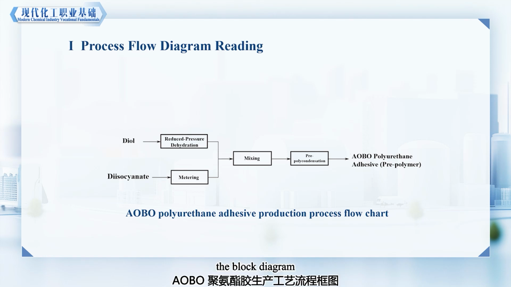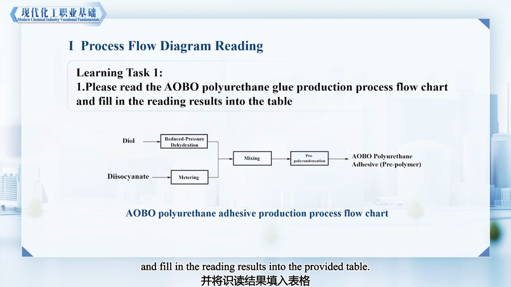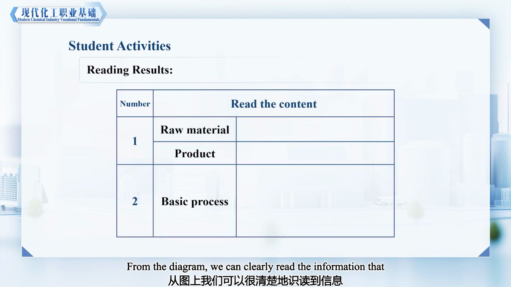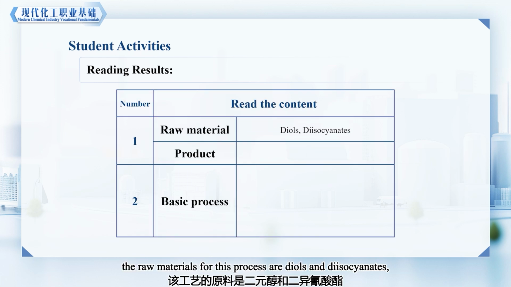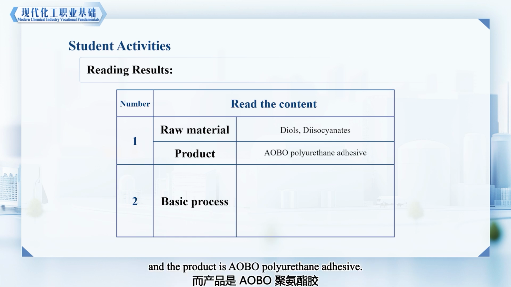This is the block diagram of the AO/BO polyurethane adhesive production process. Please read the diagram and fill in the reading results into the provided table. From the diagram, we can clearly read the information that the raw materials for this process are diols and diisocyanates, and the product is AO/BO polyurethane adhesive.